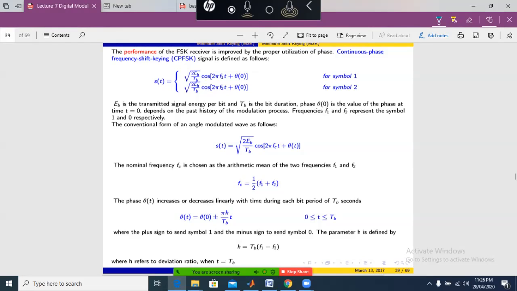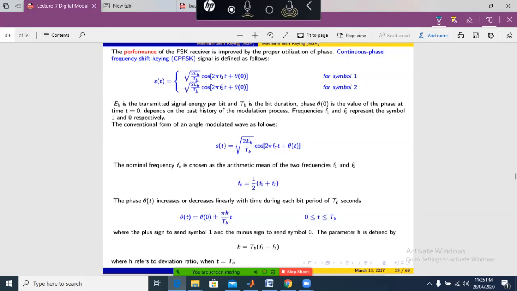So this plus minus pi by 2 depends on whether we are choosing 1 or 0. So in one case we have the plus pi by 2 phase change, and in the other case we have the minus pi by 2 phase change. So that's very simple to recognize the phase at the start and end of the bit duration with the help of this formula, and we substitute the value of this phase here.